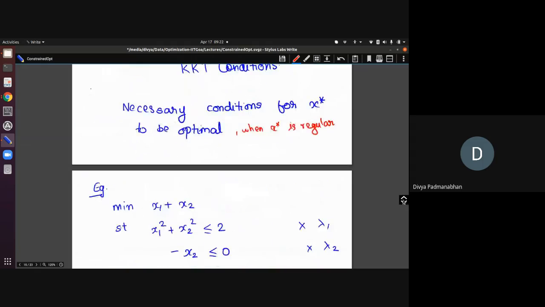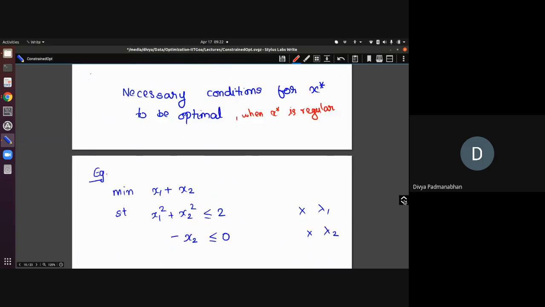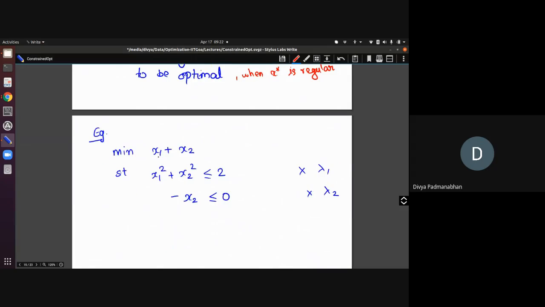Cool. So now let us see an example of how we can apply these KKT conditions. I'm taking this problem, minimize x1 plus x2. I'm taking smaller dimensions so that it becomes easier and you can verify your solutions also. But you can also do the same things for larger dimensional problems. For example, we'll take 2 dimensions.